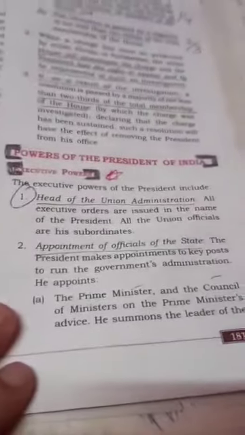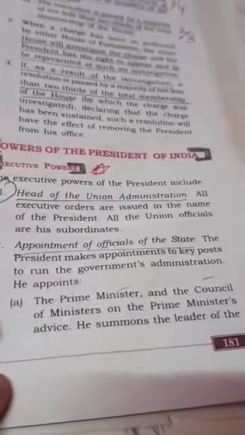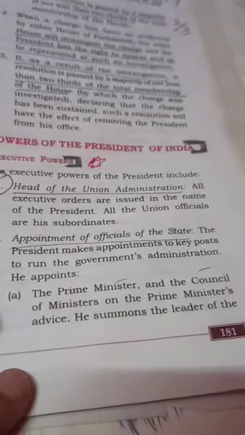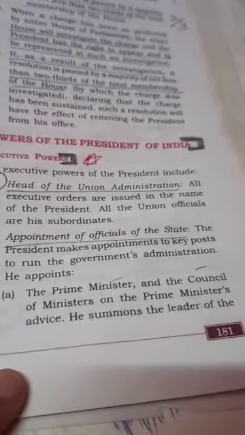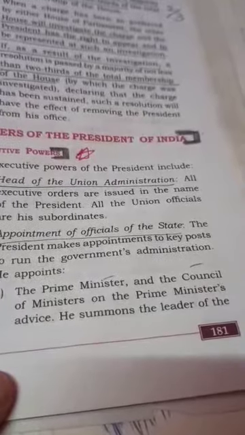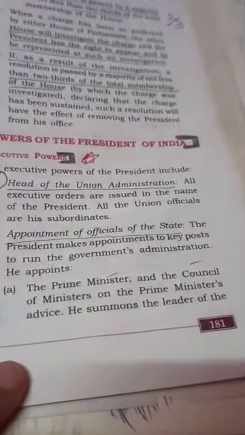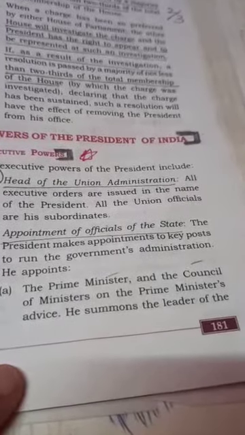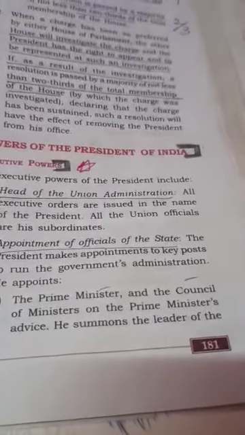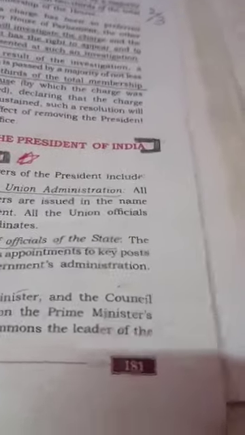Okay. Now the powers, executive powers. As I told you, he is the head of the union administration. All the executive orders are issued in the name of the president. Then he will appoint the officials of the state. He appoints the prime minister, and the council of ministers on the prime minister's advice.